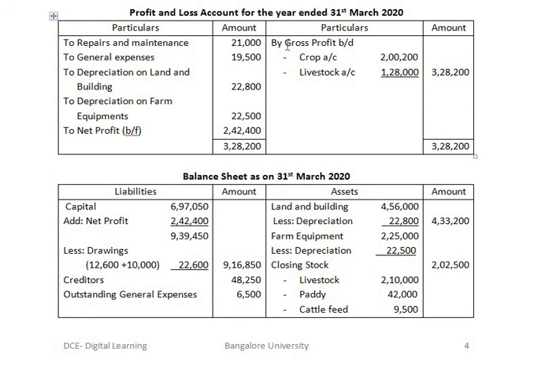In the profit and loss account, gross profit is brought down from the crop account and livestock account. All general expenses, these are indirect expenses: repairs and maintenance, general expenses, depreciation on land and building, depreciation on farm equipment have been recorded on the debit side. The difference what we get is net profit.